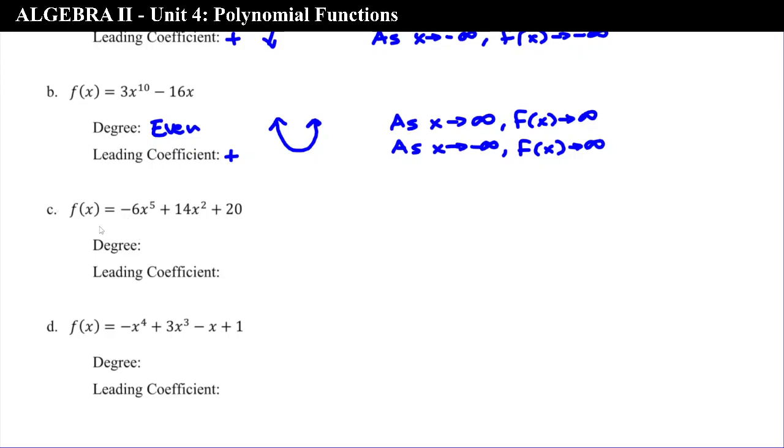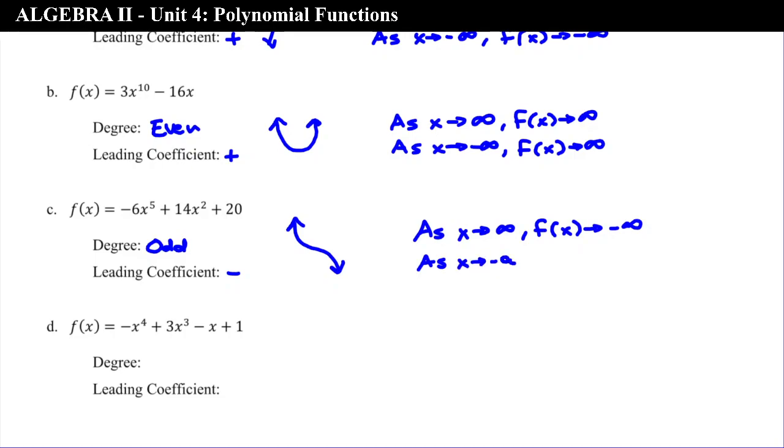As we have f of x equals negative 6x to the fifth plus 14x squared plus 20. These other terms we're not really concerned about. It's mainly the first term that's going to give us the information we need. Our degree is odd because our exponent is x to the fifth, and our leading coefficient is negative this time. So we've got a cubic type function, but this time it's decreasing. So we're going to have something that looks like this. So our end behavior is, as x approaches infinity, f of x approaches negative infinity on that right-hand side. On the left-hand side, as x approaches negative infinity, f of x approaches infinity.